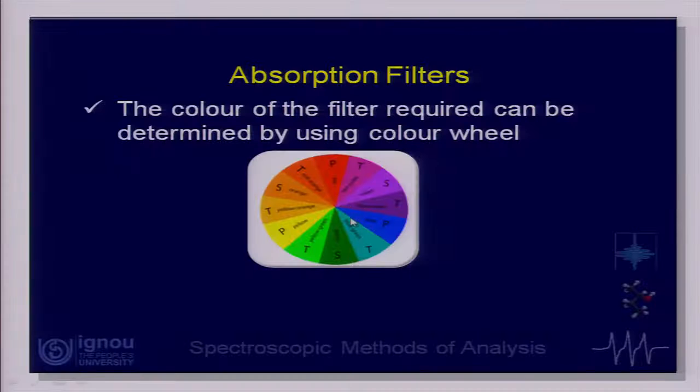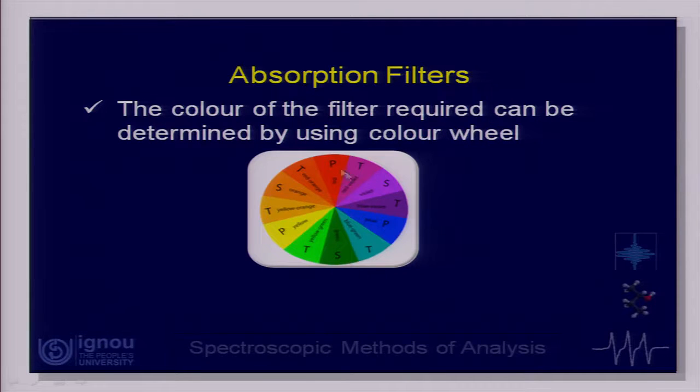Now, the question is how do I decide which filter to use for a given measurement, and that is ascertained in terms of what is called a color wheel. I am sure that you have heard about or know about the color wheel. Essentially, this represents different colors in terms of their complementarity. So, the opposite colors are complementary to each other.